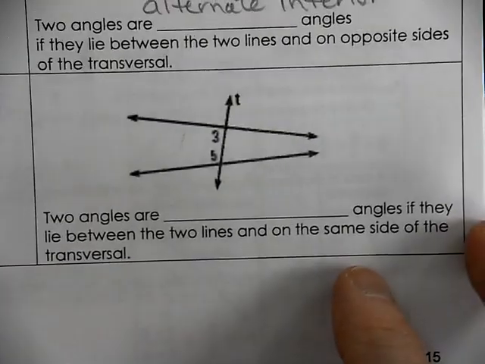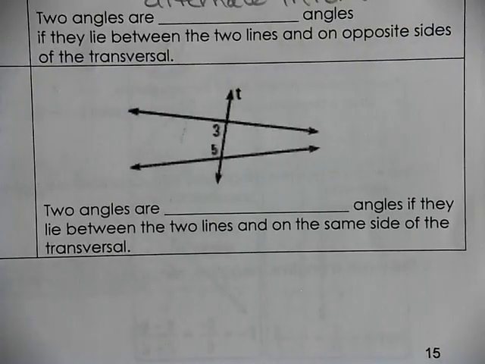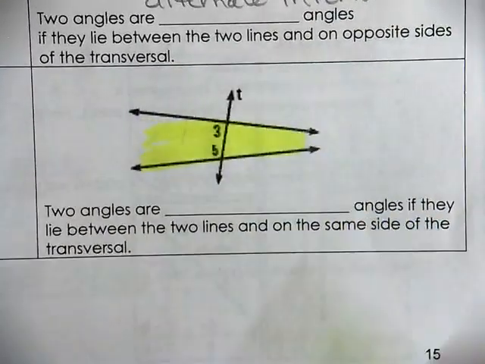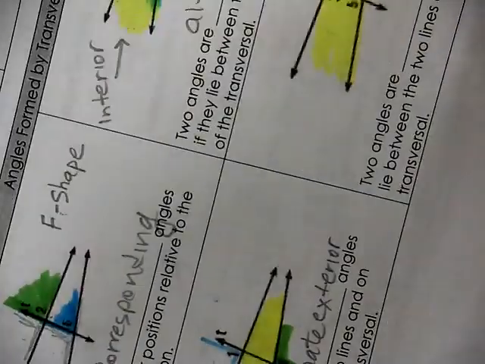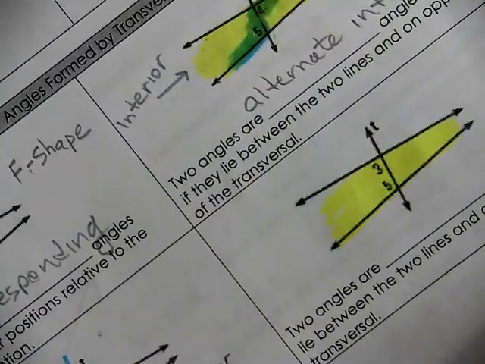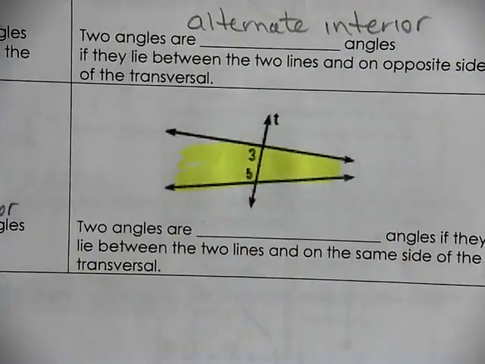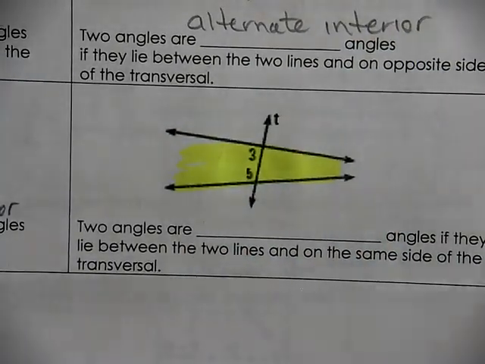Let's talk about this one. You know that in between the two lines, no matter if the lines are facing upwards or diagonal or sideways, those are considered interior angles.